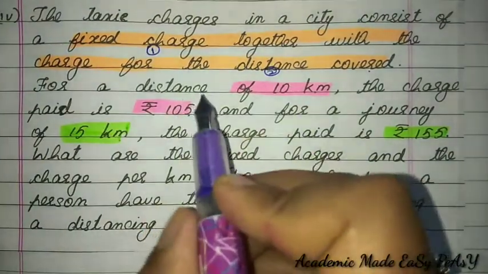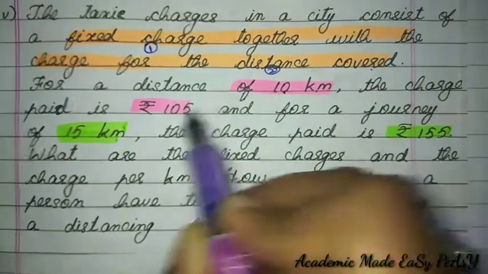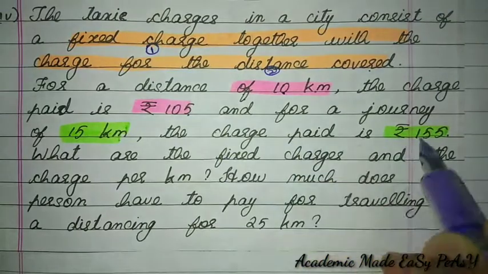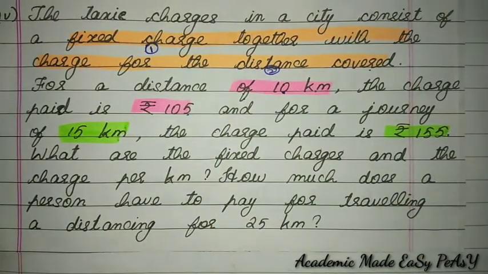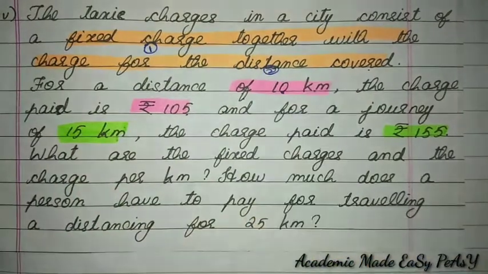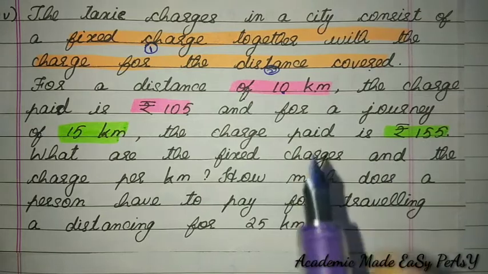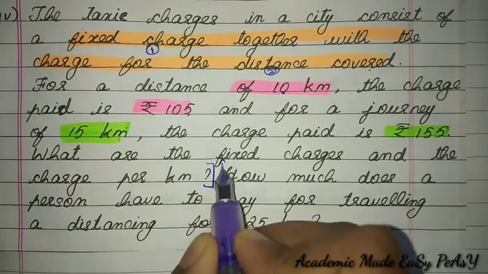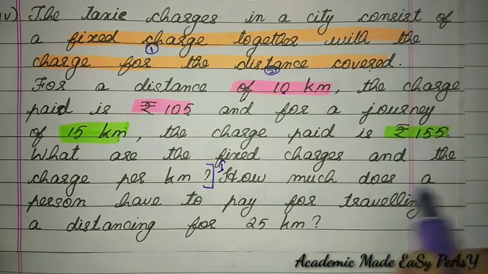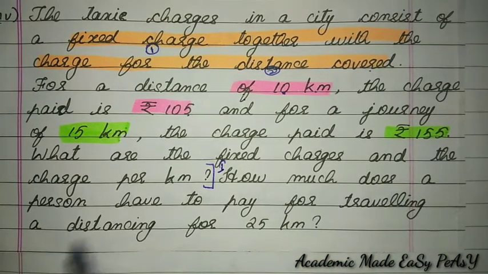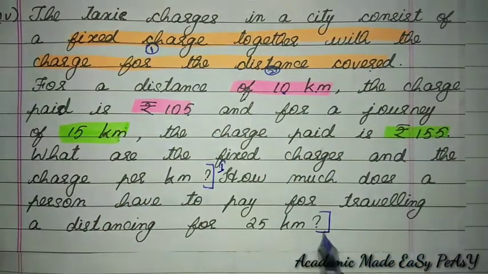So there are three parts in this question. First, they are saying that there is a fixed charge and the distance covered. Then for the first equation, they are saying for 10 kilometers it is 105 and for 15 kilometers it is 155. So now we have to calculate the fixed charge and the charge per kilometer. That is the first part of the question. The next part asks how much a person has to pay for traveling a distance of 25 kilometers. After finding all this only, we will be finding this one.